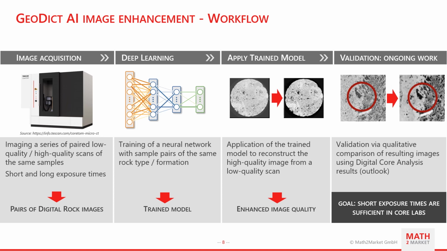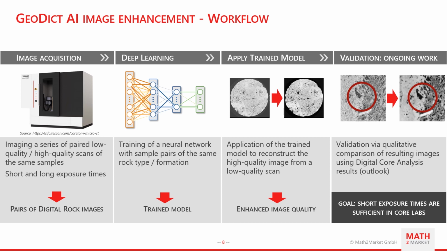We start on the left side with the image acquisition, where you take, as I mentioned, a low quality and a high quality scan of the same samples. In this study, we used short and longer exposure times. We then take these pairs of scans to GeoDict AI and train the model. And afterwards, we can apply this model to the low quality CT scan to obtain a high quality CT scan, but without all the time needed in the CT scanner.